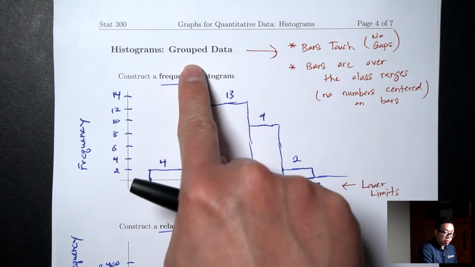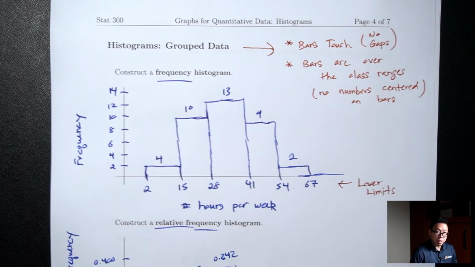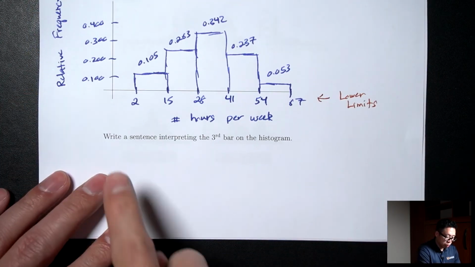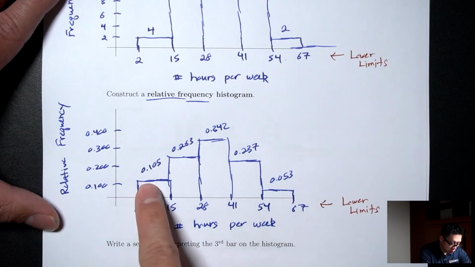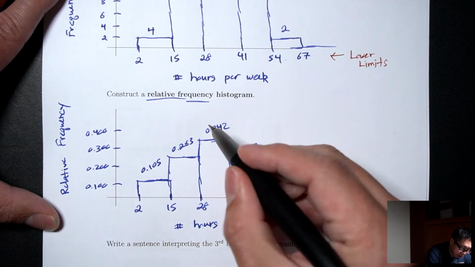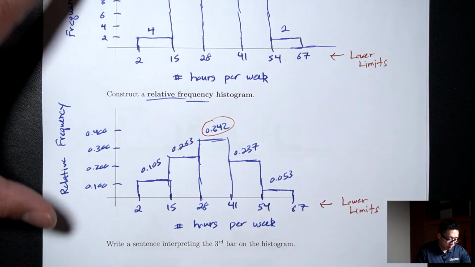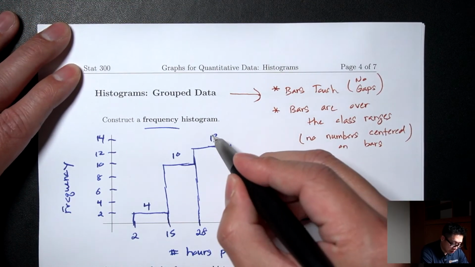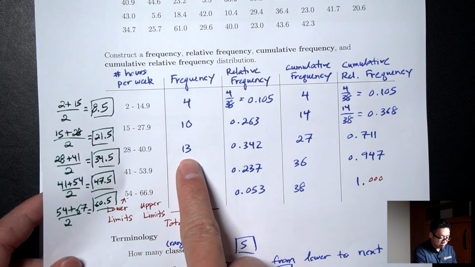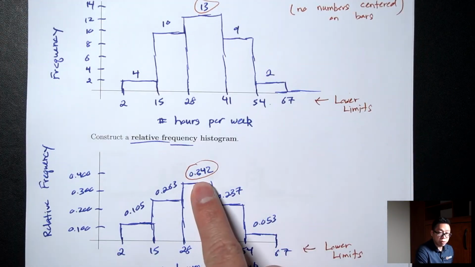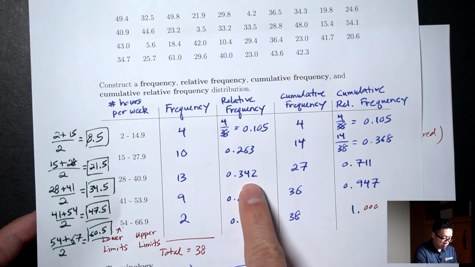Now, let's go to the grouped data situation. In this situation, I'm looking for you to write a sentence interpreting the third bar on a histogram. So 1, 2, 3, I'm talking about this 0.342 and this 13. Okay, let's go back to the table. So we want to interpret the 13, which is this one, and the 0.342, which is right here.